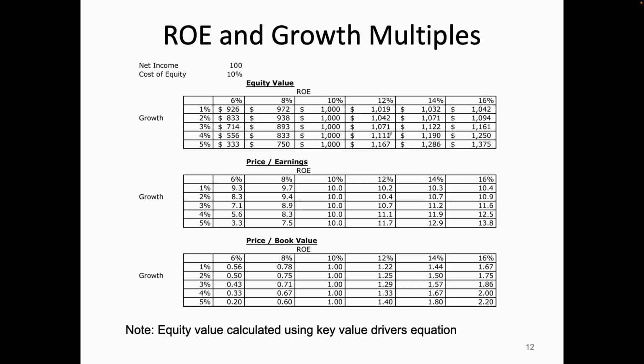So, next page. 100 million of expected net income, 10% cost of equity, different returns on equity, and different growth in net income. These are the values in this table. So same process: 10% ROE, 10% cost of equity, $1 billion of value. That's 10 times earnings. A billion divided by 100 million net income is a multiple of 10, or a PE of 10.